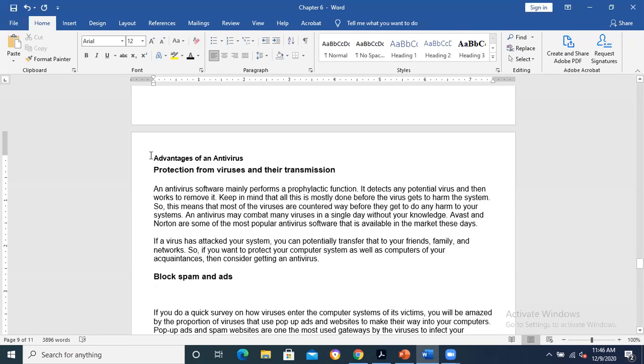Protection from viruses and their transmission. Not only protection, but also stopping the transmission of viruses from one computer to another computer is done by an antivirus.